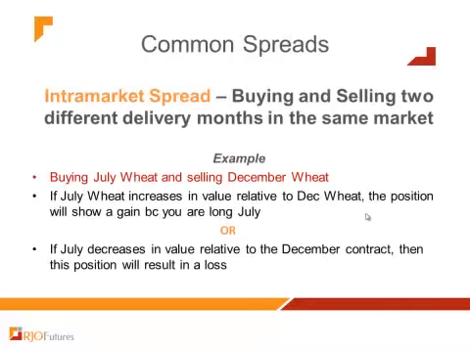Now, some common spreads that people put on here is an intra-market spread. This is probably one of the most common ones that I execute for customers. It would be buying and selling two different delivery months in the same market. An example of this is buying the July wheat and selling the December wheat. If the July wheat increases in value relative to the December wheat, the position will show a gain because you are long July. Or if the July decreases in value to the December contract, then this position would result in a loss.